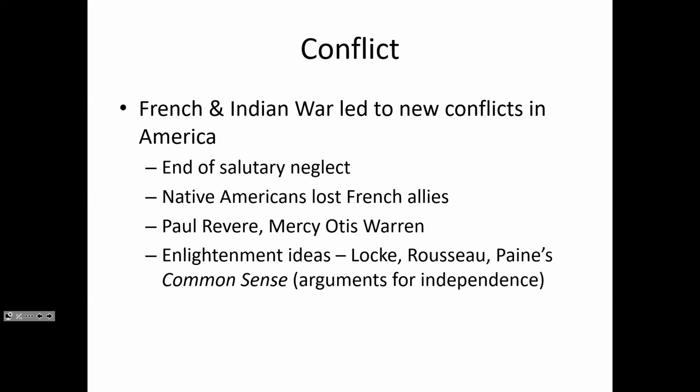The Native Americans will lose their French allies in North America, and as a result of that, the natives will be pushed further west. They're going to lose a lot of their power and influence after 1763. There's going to be more arguments for independence as the British step up their domination of the colonies.